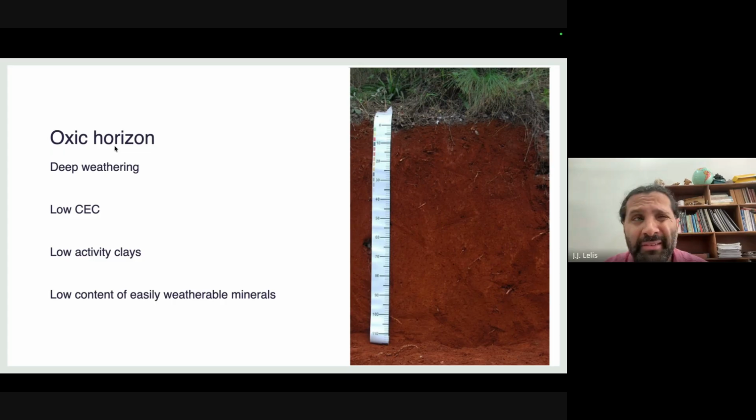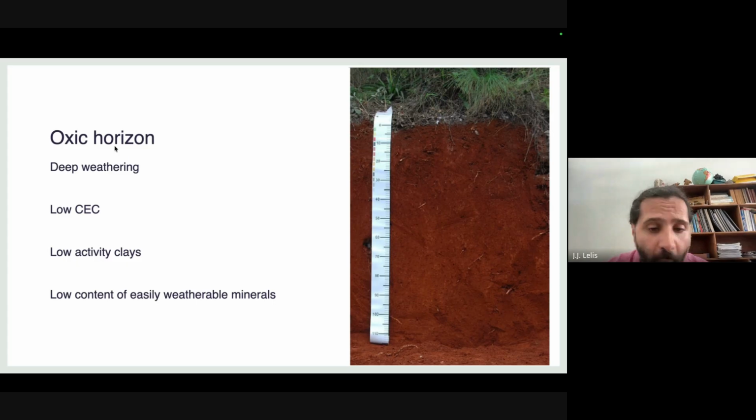If the A horizon presents a very low content of bases or a very acidic pH, probably the oxic horizon will register the same characteristics. So the physical and chemical properties of the subsurface and surface horizons in this case will be much more similar than in the argillic, the candic, and the other horizons. Okay, it's the case of the oxic.